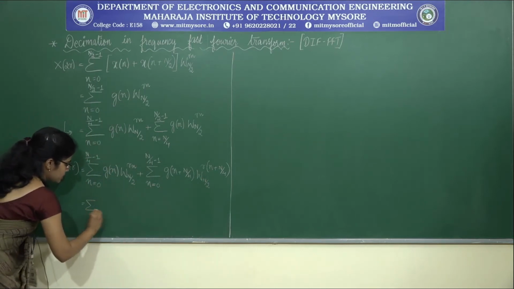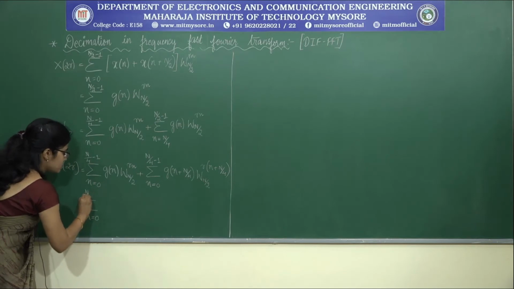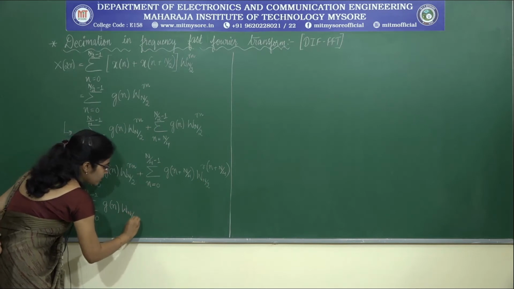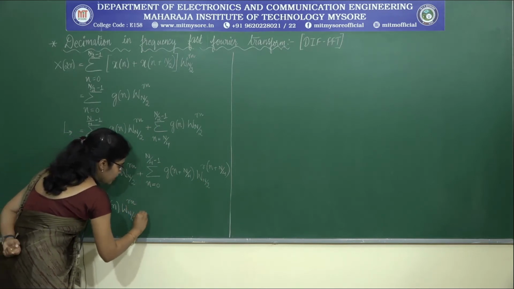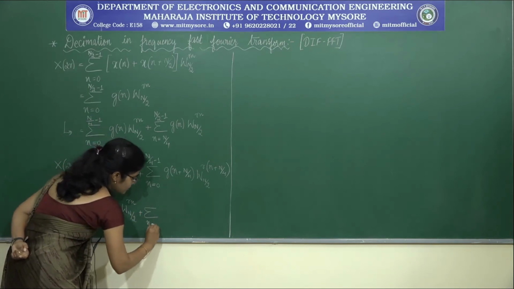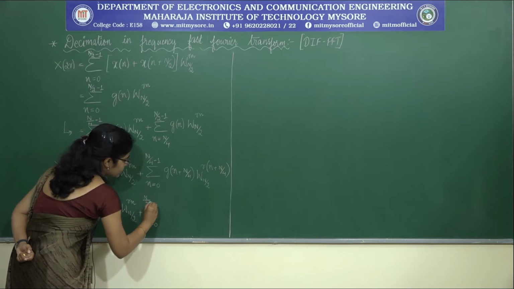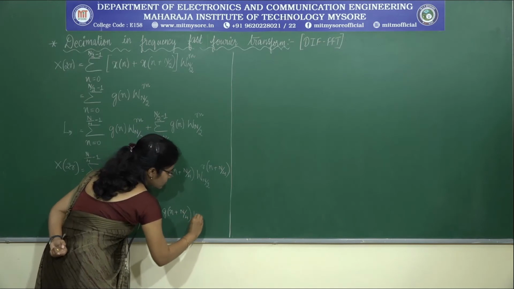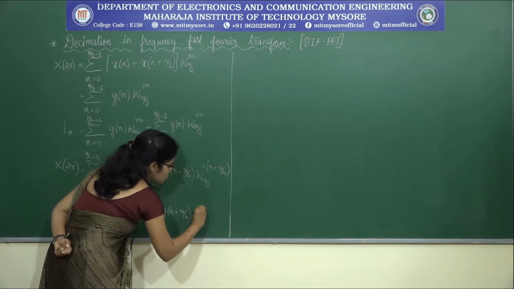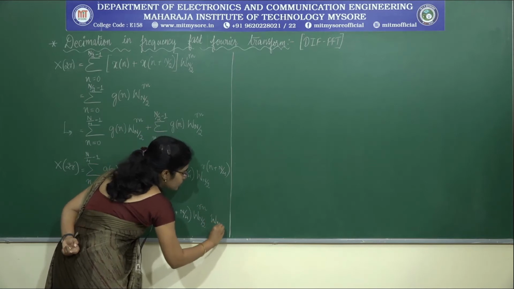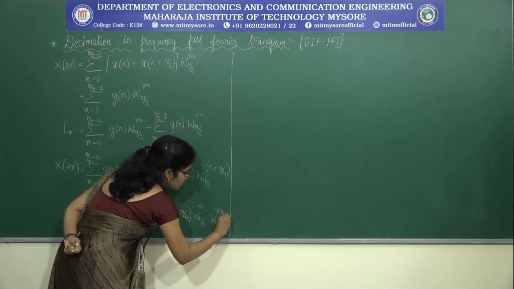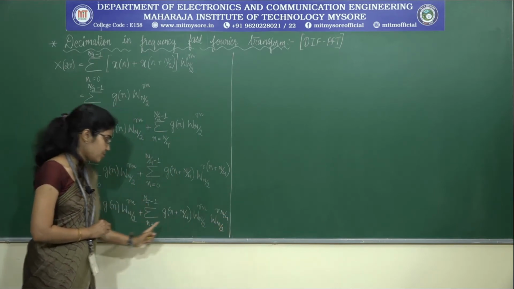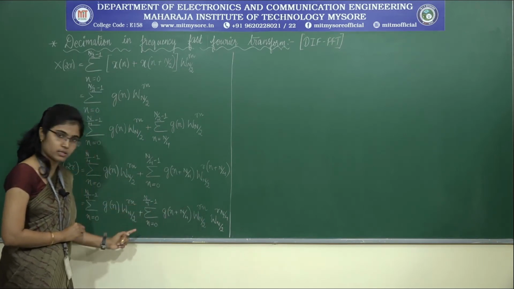Now, in the next step, let me write the twiddle factor term separately. So, if I write that, the equation will be summation n ranges from 0 to n by 4 minus 1 g of n into omega n by 2 to the power of Rn plus summation n ranges from 0 to n by 4 minus 1 g of n plus n by 4 into omega n by 2 to the power of Rn into omega n by 2 to the power of R into n by 4. Again, looking into this twiddle factor term, it is not ranging with respect to n. So, I can take it outside the summation and write.